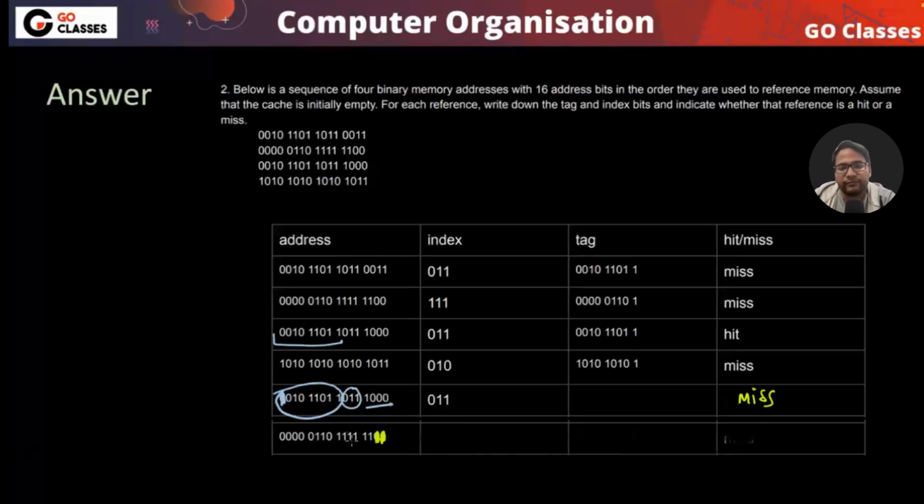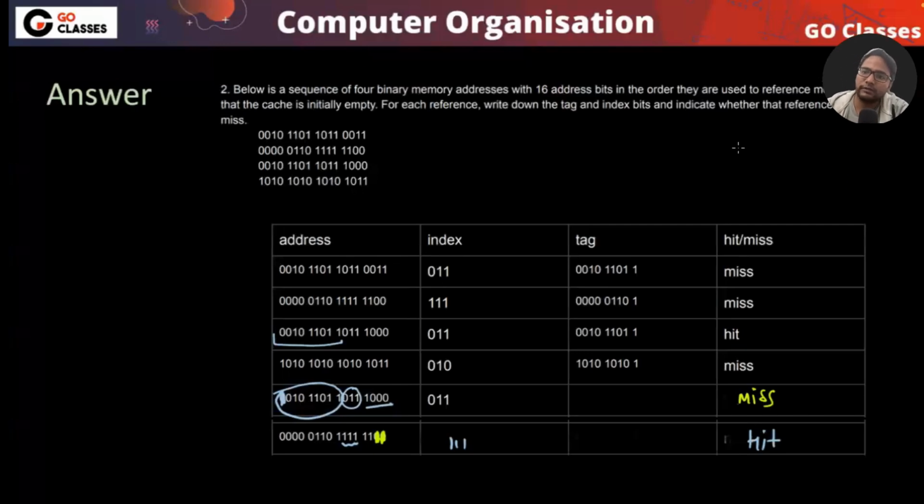So see, I'm interested in this much. What is the index? Forget about the rest; these 3 bits are the index, right? 1, 1, 1. So you are going to line number 7. Does line number 7 also contain the data that you are looking for? So basically you are looking for this tag, and it also has the same tag, right? So that's why it will be a hit. Okay, this will be the hit. Understood?